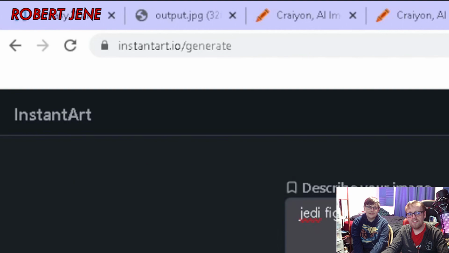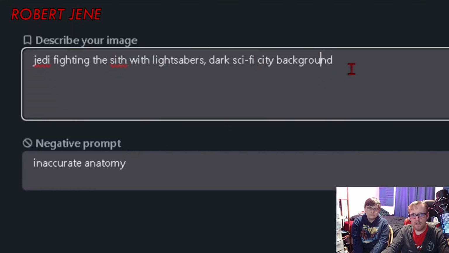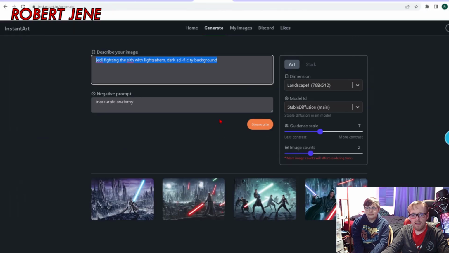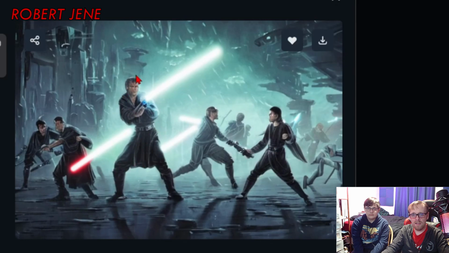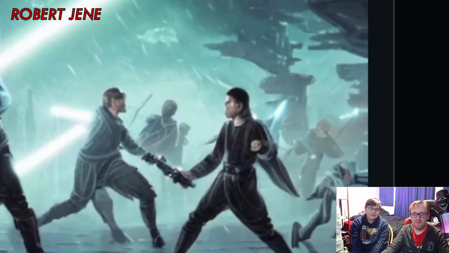And then there's instantart.io, and I'll introduce you guys to a concept called negative prompt. So in the prompt, you tell it what you want. I wrote Jedi fighting the Sith with lightsabers, dark sci-fi city background. And this is what it spat out. This is all jacked up looking, guy with the lightsaber coming out of his back. Like what? And this guy's got no lightsaber at all. And who's he fighting? It's like he's shaking hands with that guy.